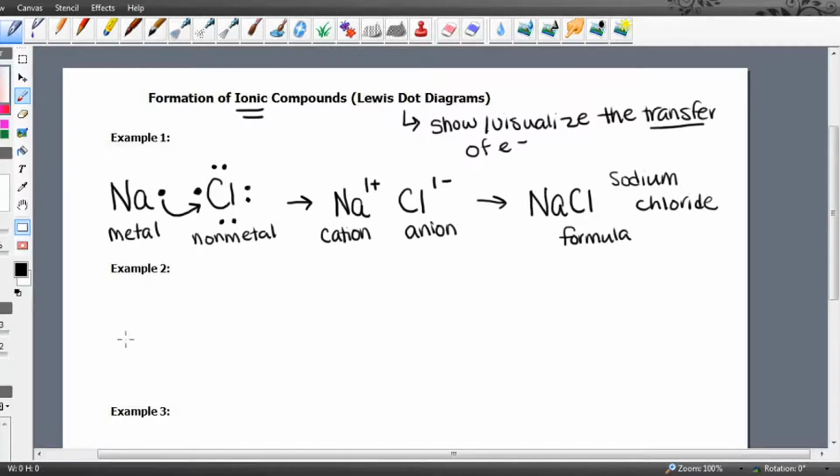Okay, let's get a little fancier this time. Let's work with, let's say, magnesium. Find magnesium on the periodic table. This is your metal. Notice I'm always doing my metal first and my nonmetal second. Magnesium has 2 valence electrons. Let's bond magnesium to fluorine. Fluorine is a halogen in group 7 with 7 valence electrons. And of course, this is a nonmetal.